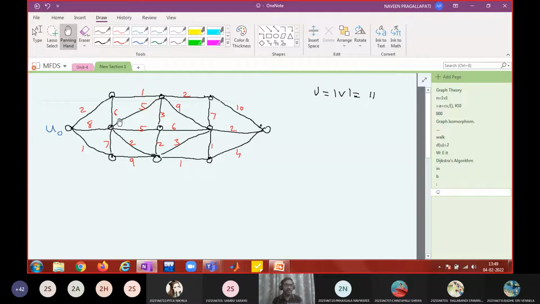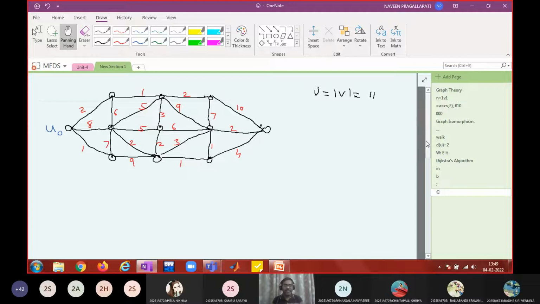So what does the algorithm do? I want to find the shortest distance from this node to this node, from this node to this node, and like that. I want to find the weighted shortest distance from this node to every other node in the network.